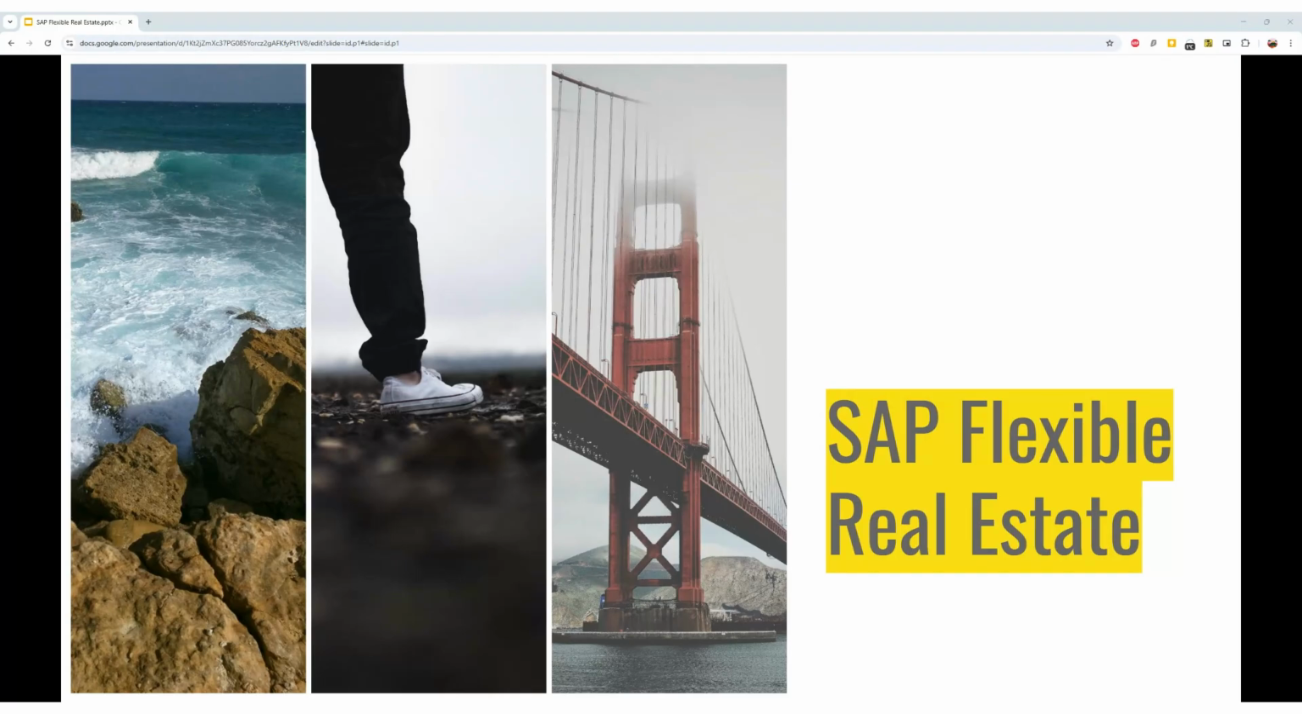Hi friends, today we are going to talk about SAP Flexible Real Estate.